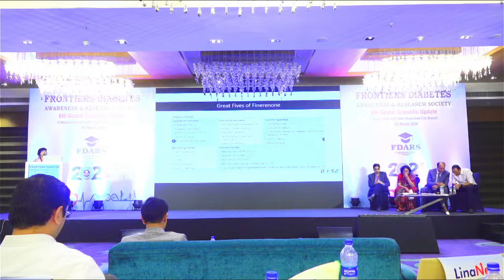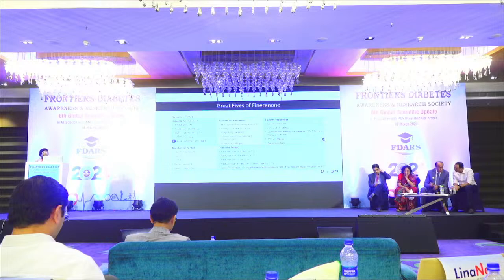So what are the 5 grade 5s or high 5s of Finerenone? Let's have a look at it. One is type 2 diabetes with CKD. You can start the patient on Finerenone. Potassium less than 5, start on Finerenone. eGFR more than 25 ml, start on Finerenone. Urine albumin creatinine ratio more than 30 milligram, start the patient on Finerenone.